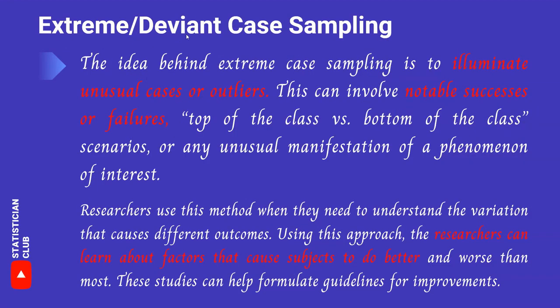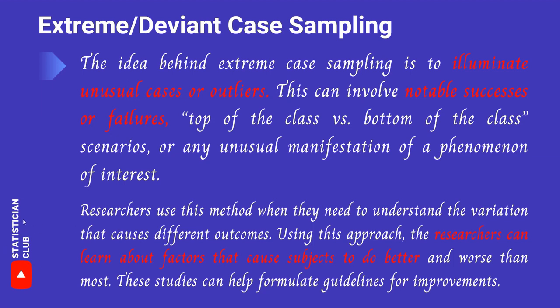Extreme or deviant case sampling. When we want to illuminate or depict unusual cases or outliers, then extreme or deviant case sampling is used. In this sampling, notable successes or failures are studied. For example, top of the class versus bottom of the class. Any unusual manifestation of a phenomenon of interest.